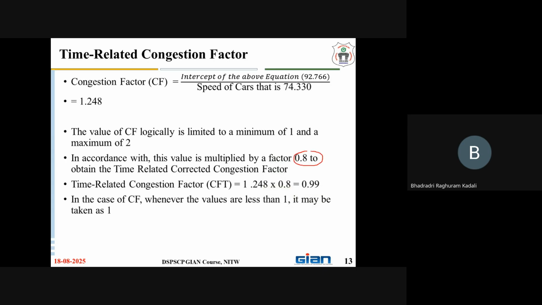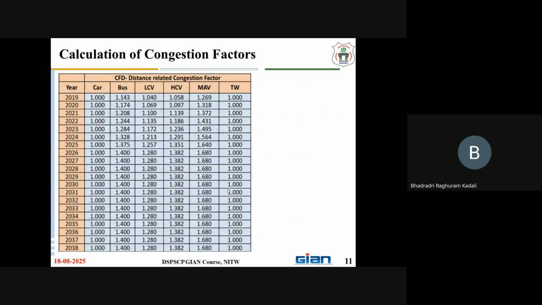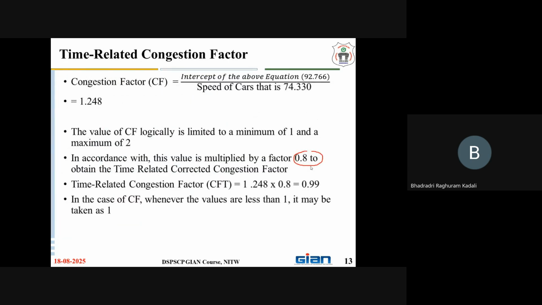Mostly, even if you look at the distance related congestion factor, they are multiplied with 0.8 after estimating the cumulative values respective to the distance related factor. So any thought process on that, why they are multiplying with 0.8 here? Or maybe generally we call it the correcting of the congestion factor with respect to the distance as well as time.